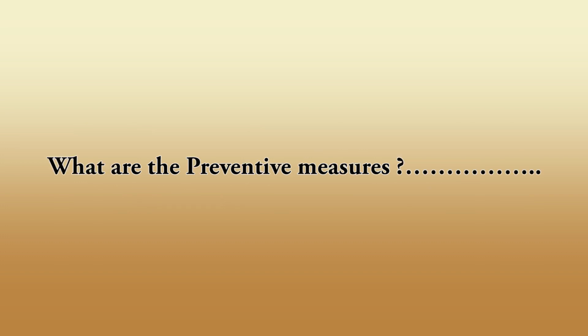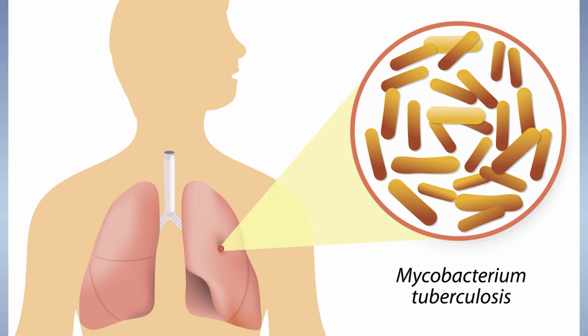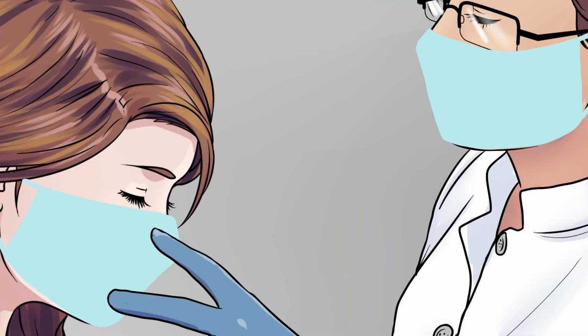What are the preventive measures? A few general measures can be taken to prevent the spread of tuberculosis. Avoid close contact with the affected person. This will help to minimize the risk of germ spreading. Wear a mask or cover the mouth. Now, let us discuss one more disease that spreads through air, that is, measles.